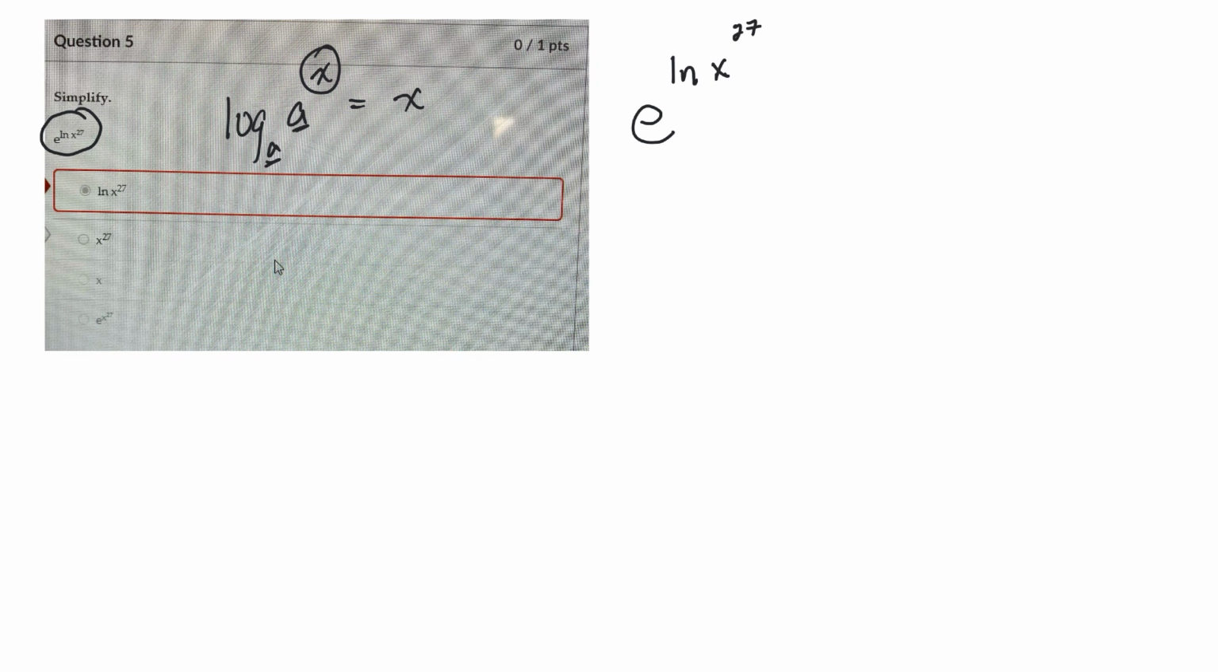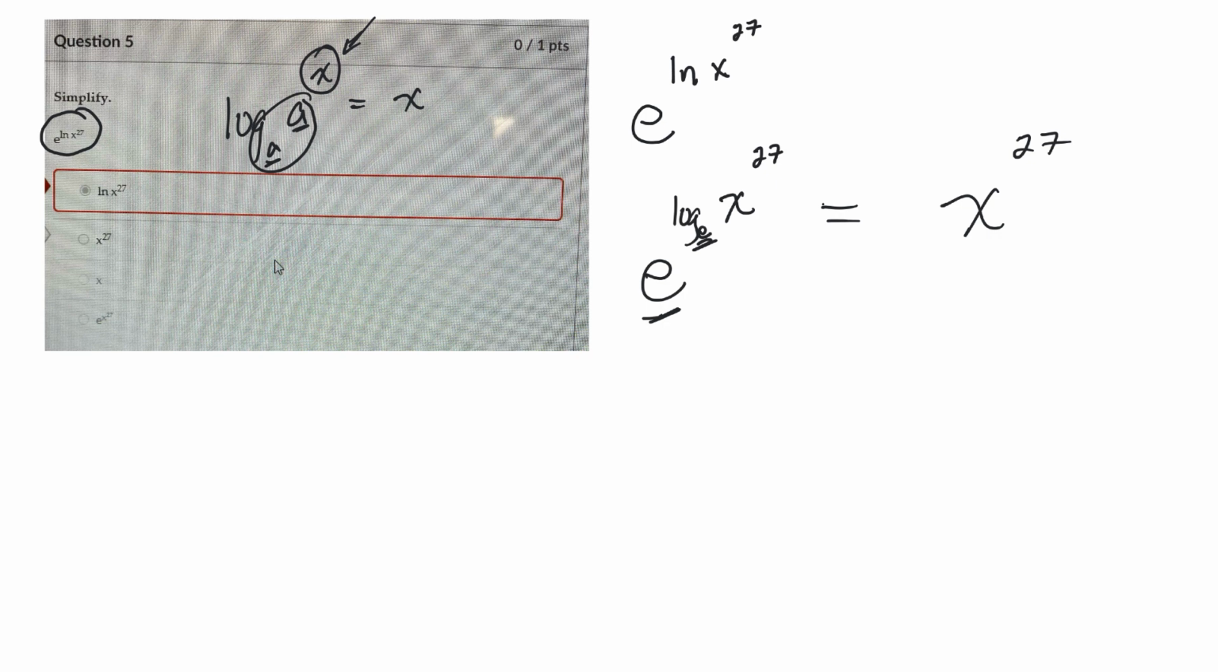Here, it's a very similar thing. Ln, we know, is the same as log base e of x to the 27. So similar to here, where these are the same, your answer is just the top thing. If this and this are the same, then your answer to this whole thing is just x to the 27th. Okay, hopefully that makes some sense.